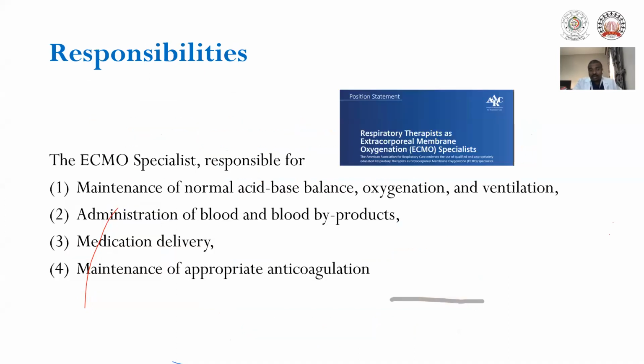According to the AARC's position statement, an ECMO specialist should be capable of and responsible for maintenance of normal acid-base balance, oxygenation, and ventilation, which we are regularly doing. When it comes to ECMO, the technique is going to be different, but your target and objective are the same, where you will additionally have three responsibilities.